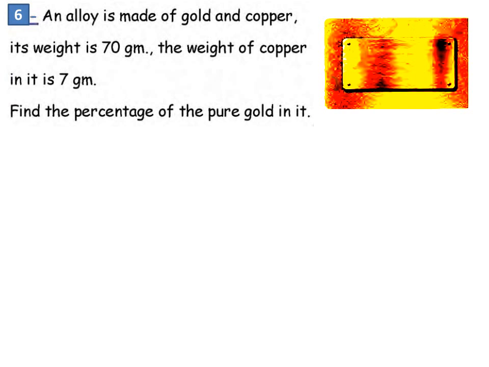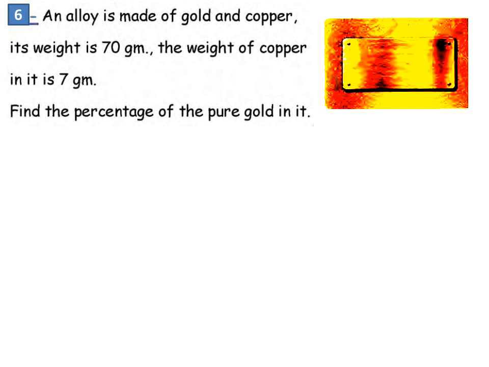Okay. Firstly, he gave me an alloy, okay, made of gold and copper. He gave me the weight of the copper, so we will subtract the weight of the copper from the total weight. The total weight equals 70; he gave me the weight of the alloy equal to 70 grams. The two types, gold and copper, weigh 70, and he gave me the weight of copper equals 7 grams. So we will subtract 70 minus 7 to get the weight of the gold only.